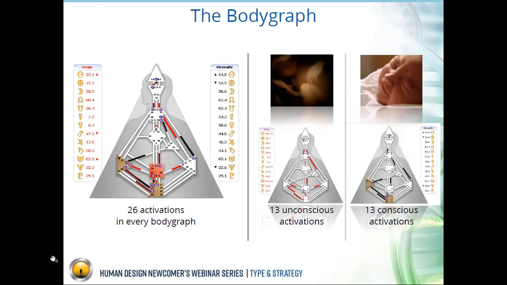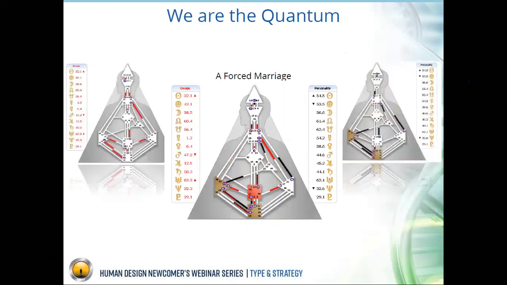And we get 13 additional activations when we separate from our mother at birth. And that is called our personality. And they are shown in black. We are really the quantum of both, a forced marriage of our body, the form, and our personality.